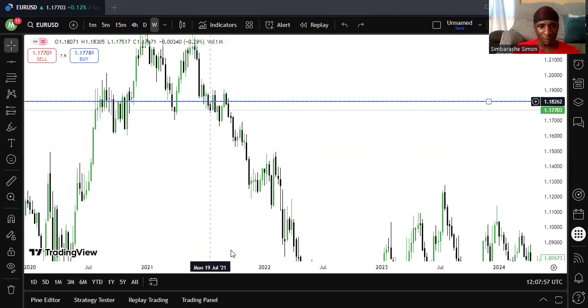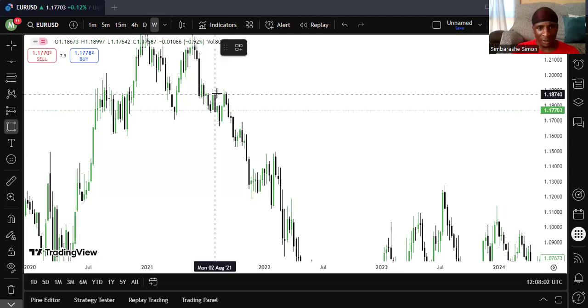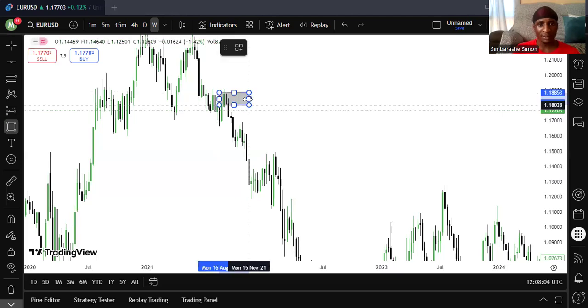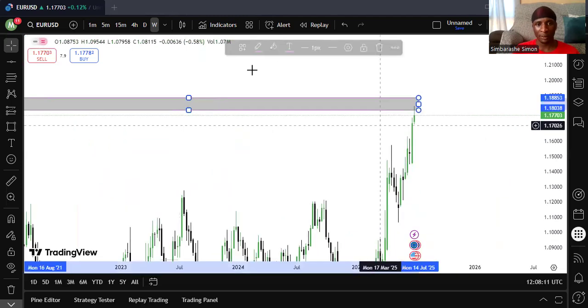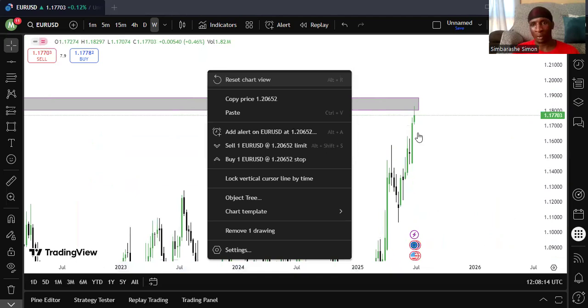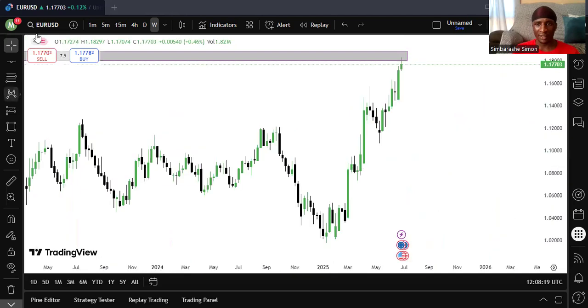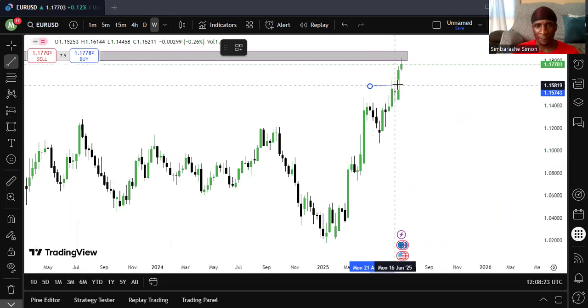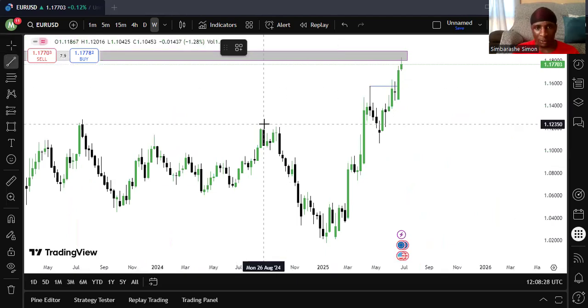I'm going to put my rectangle tool here so that you can see clearly. It's here, where I just highlighted, and I extend it to the right side. That's where we are at the moment, and our trend is bullish. Let me take a trend line and mark here. As I always tell you, this is the simplest strategy of all time.